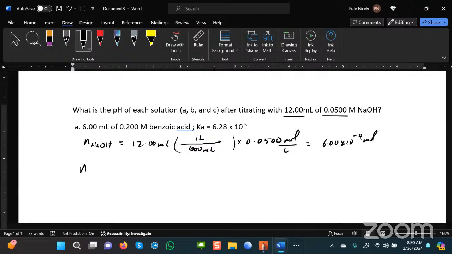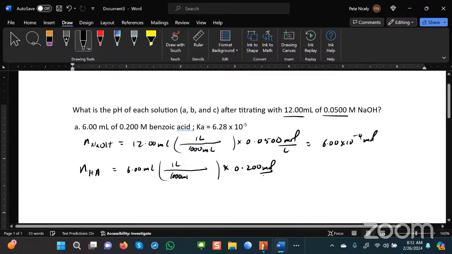And I'm going to do the same calculation for the benzoic acid. Now, since I'm lazy, I'm just going to use HA for benzoic acid, right? So that would be equal to 6.00 mL, again converted to liters. So you're going to have 1 liter over 1,000 mL times the molarity, which is, in the case of benzoic acid, 0.200 M or moles per liter. And according to my calculation, that's 6 times 10 to the minus 3 times 0.2. So this works out to be 1.2 times 10 to the minus 3 moles, all right?